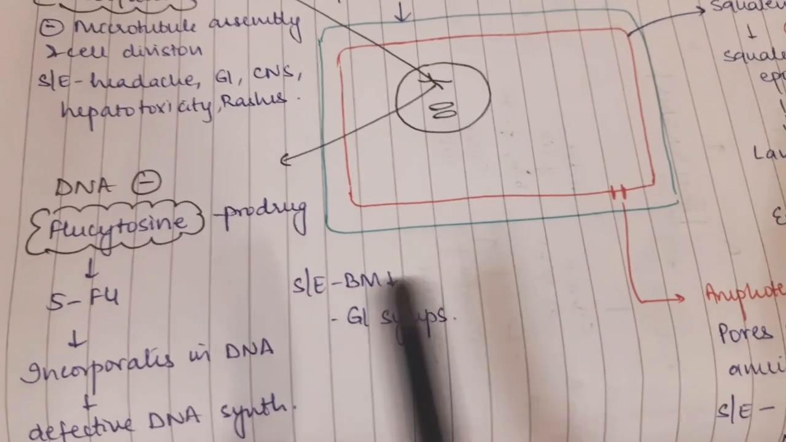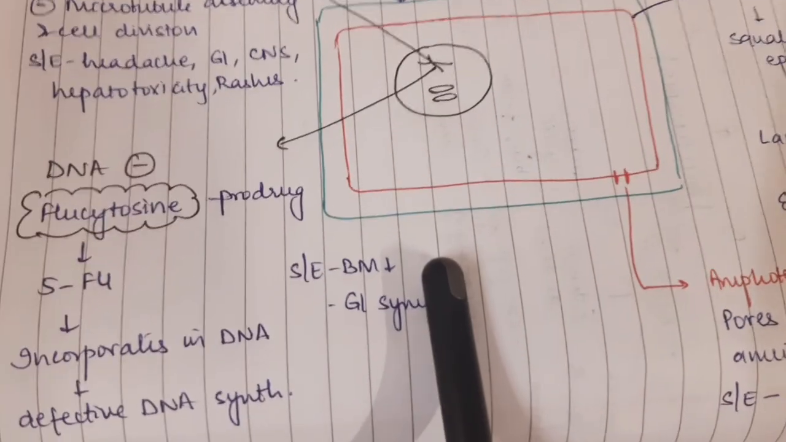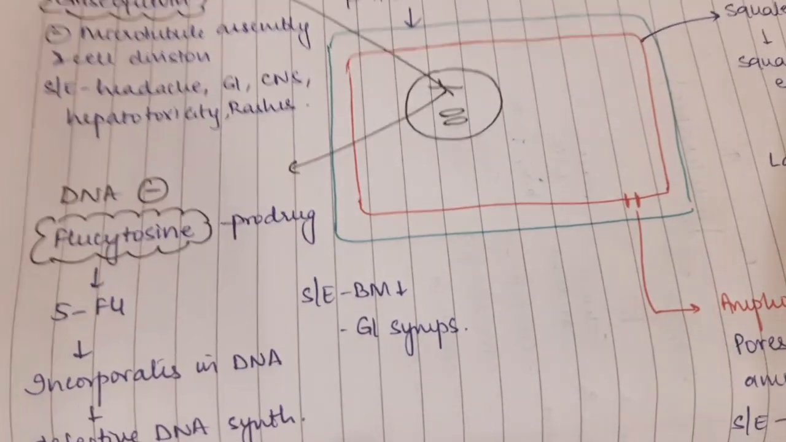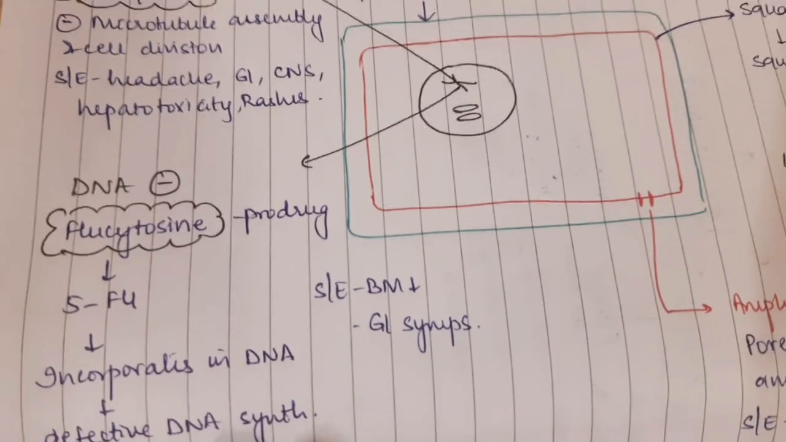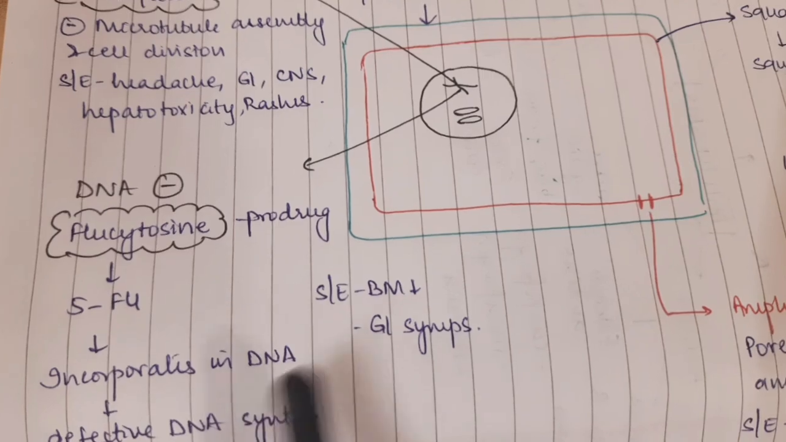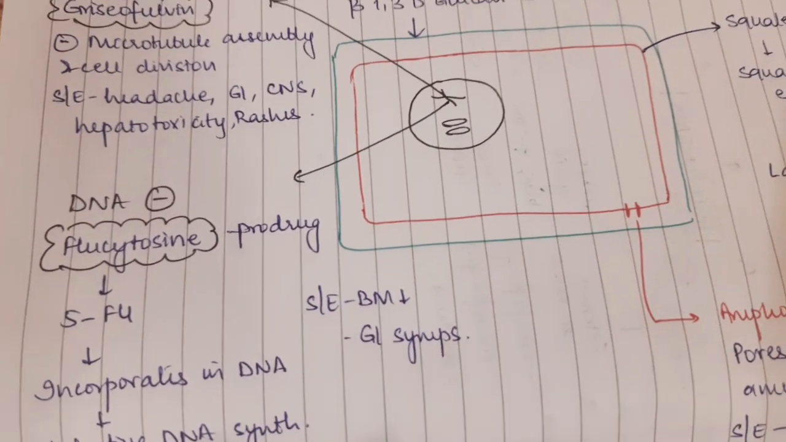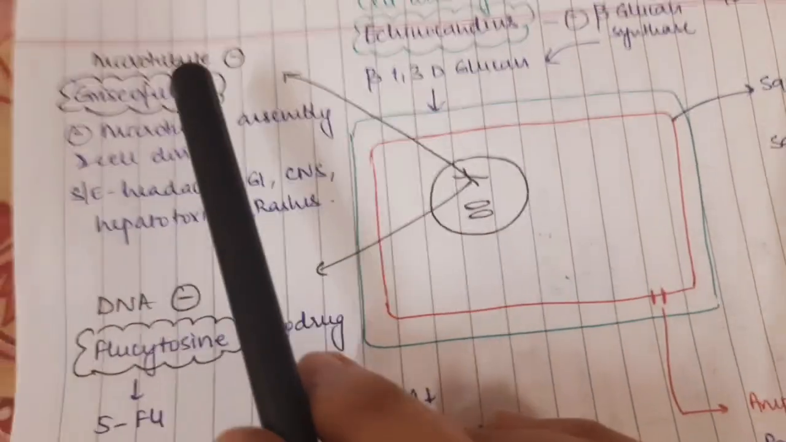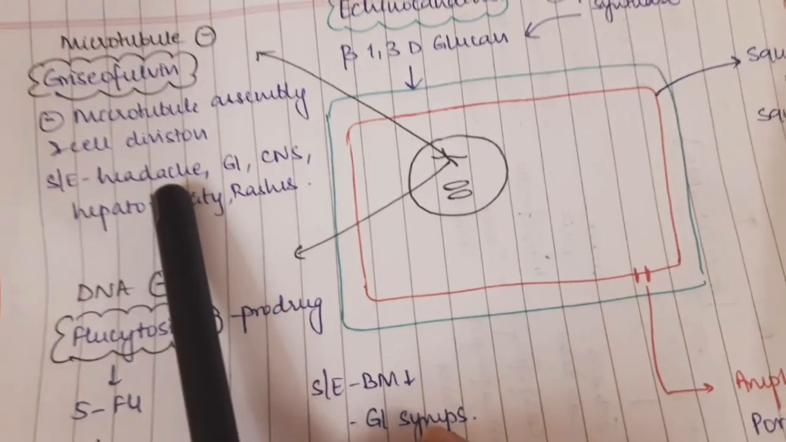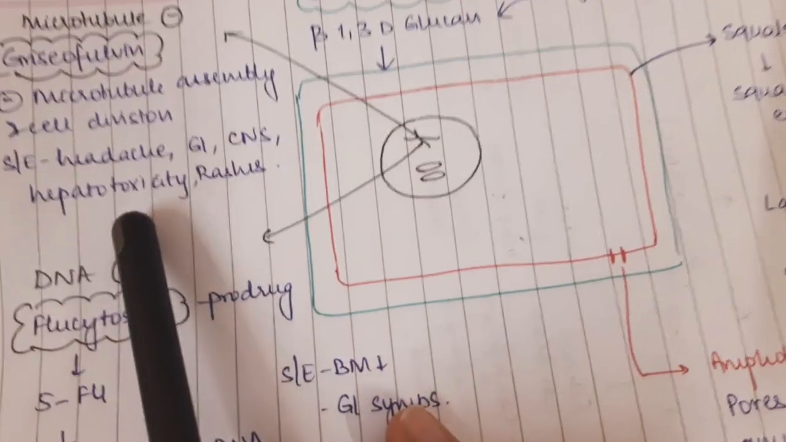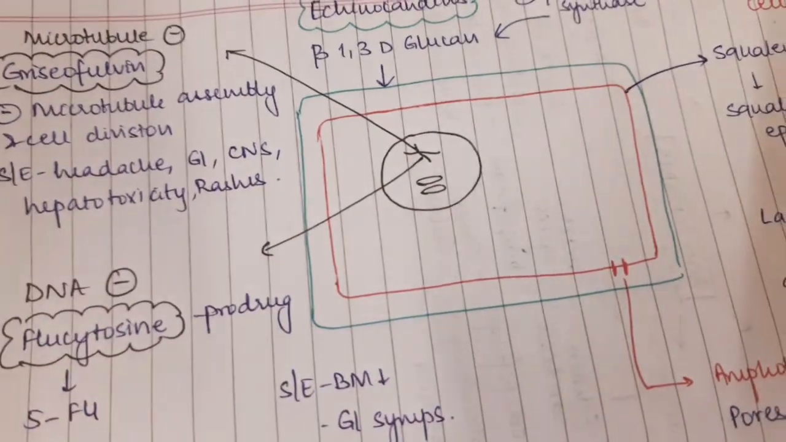For flucytosine, we can have side effects like bone marrow suppression. Since we know flucytosine is a DNA inhibitor, it can inhibit the formation of cells from the bone marrow as well, causing bone marrow suppression. Apart from that, we can also have GI symptoms. Finally, griseofulvin can cause headache, gastrointestinal symptoms, CNS symptoms, hepatotoxicity, and rashes.